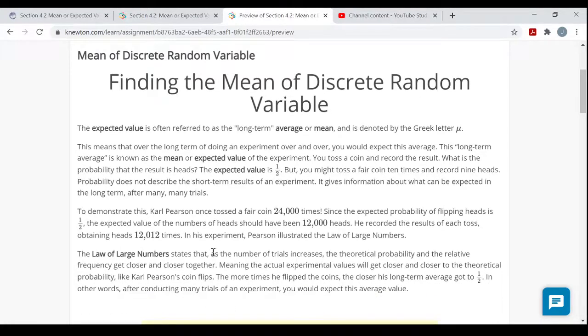So an example of this is statistician, mathematician Karl Pearson once tossed a fair coin 24,000 times for some reason. All right. Since the expected probability of flipping heads is a half, the expected value of the number of heads should have been 12,000 heads, right? If he flips this coin 24,000 times, and because the probability of flipping a head is a half, you'd expect 12,000 to be heads and 12,000 to be tails.